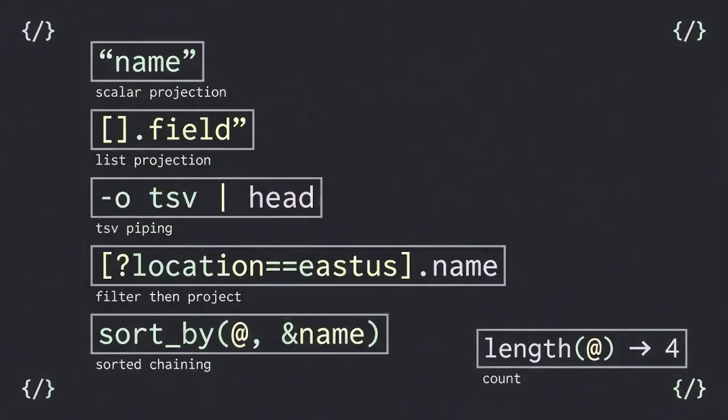Memorize these 5 expressions and you can solve almost any output shaping problem. name for a scalar. [].field for a list. -o tsv for piping. [?prop=='value'].field for filtering. And sort_by(@, &field) for ordering. Combined with length(@) for counts, these 6 patterns replace most ad hoc jq pipelines.